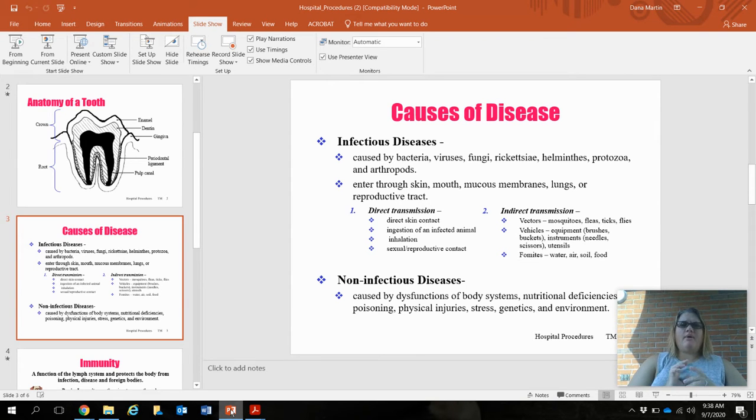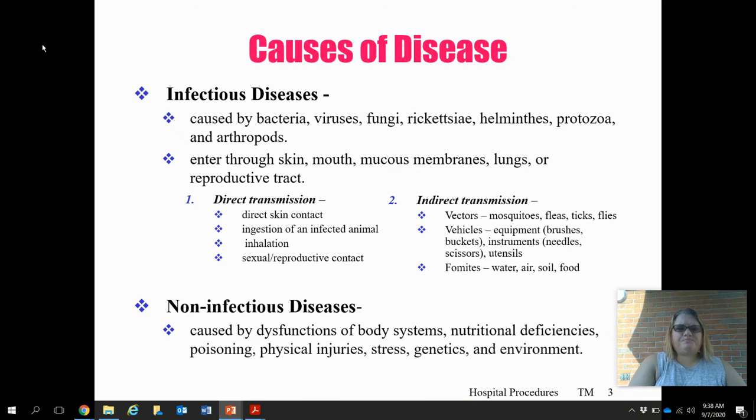All right, so we are going to start with slide 3 in this PowerPoint, and we're going to go ahead and open that up fully. So we have causes of diseases. Infectious diseases are caused by bacteria, viruses, fungi, fungus, rickettsia, helminths, protozoa, and arthropods.